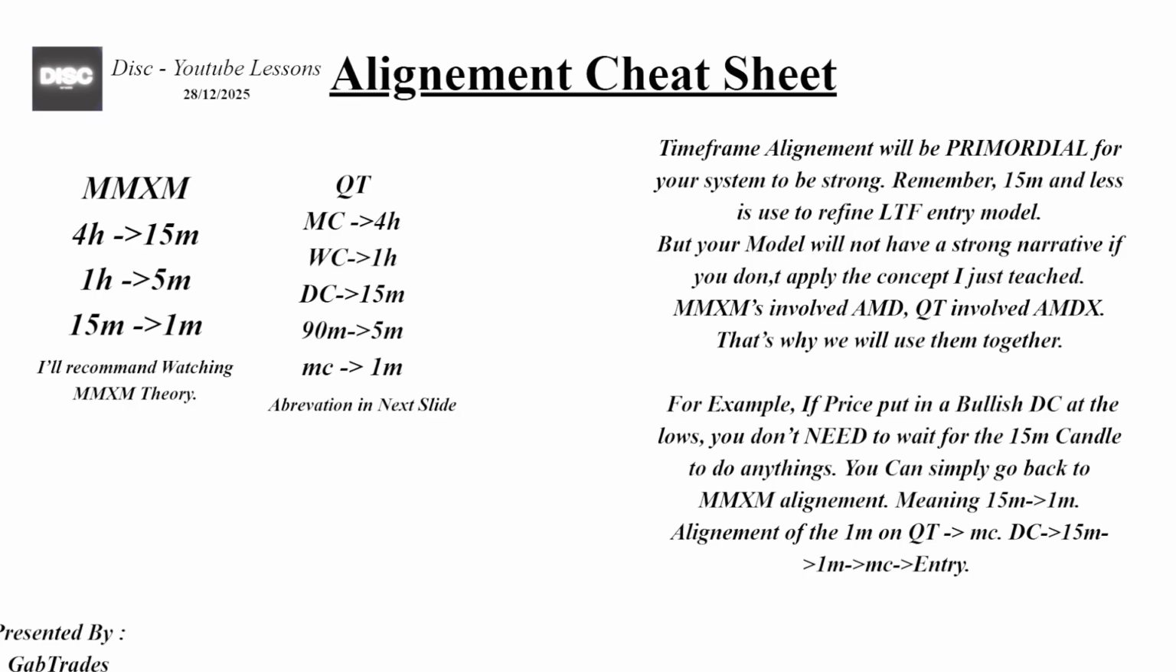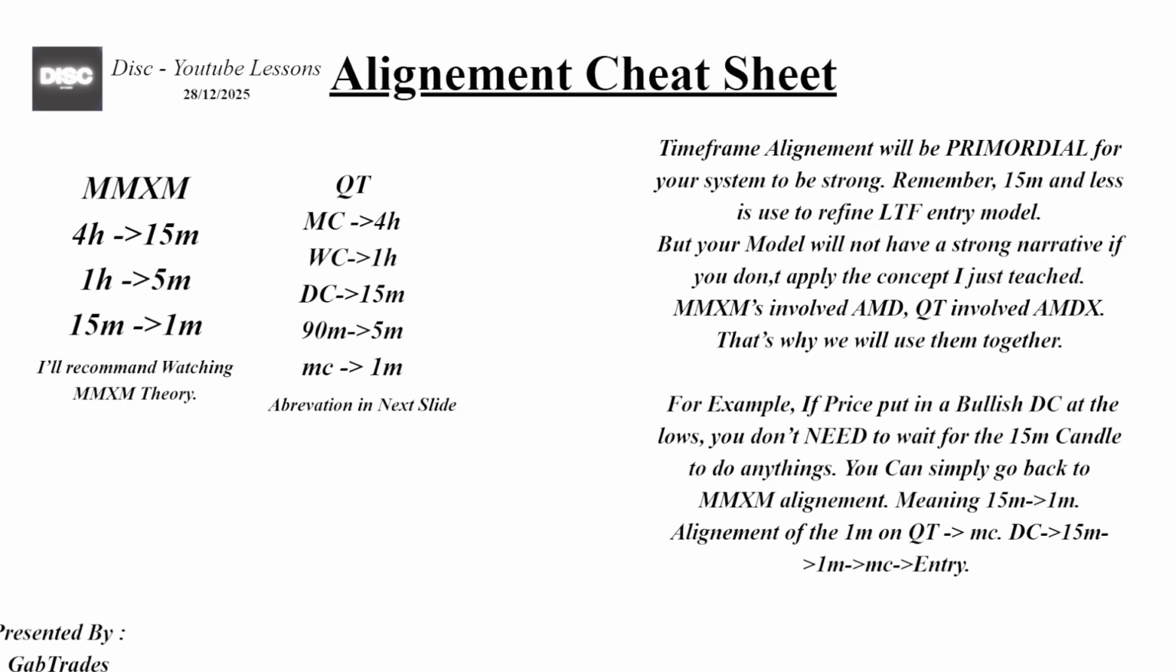For the quality theory alignment, it will be MC, so monthly cycle to 4 hour time frame. Weekly cycle, 1 hour chart. Daily cycle, 15 minute chart. 90 minute, 5 minute. Micro, 1 minute. I will just simplify that with abbreviation, but you will understand what it is soon.